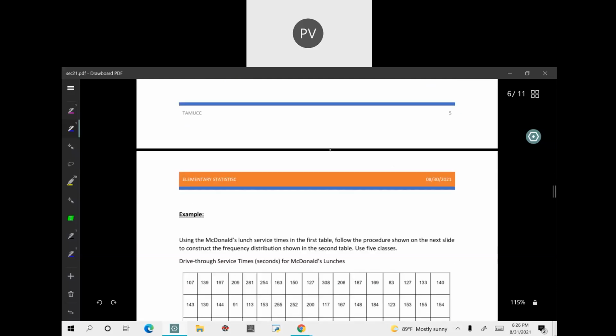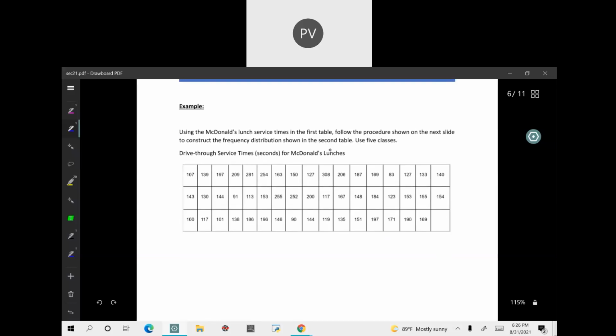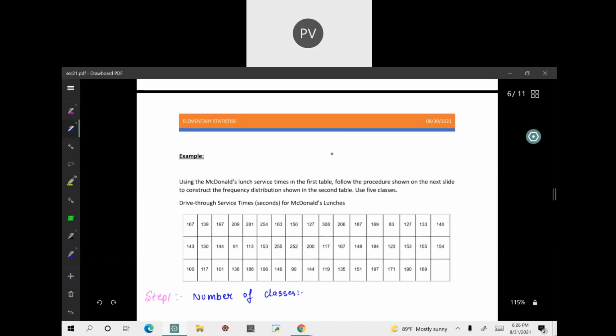Okay, so let's understand this with an example. This is the raw data. So what is step 1? As I said, step 1 is to find the number of classes. In this problem, if you read, it's already given. They say that we have to use 5 classes. So the number of classes is 5.